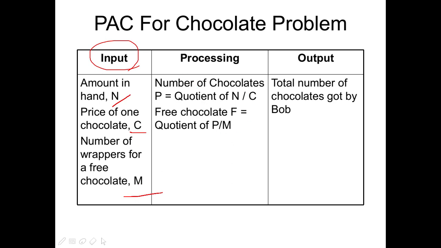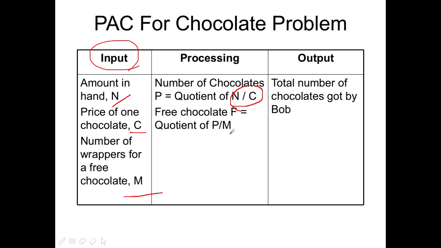And the processing is, you have to find out how many chocolates he can buy with the amount he has got in hand. So when you look at the amount that he has in hand, n, when you divide n by C, you can know how many chocolates he will get.